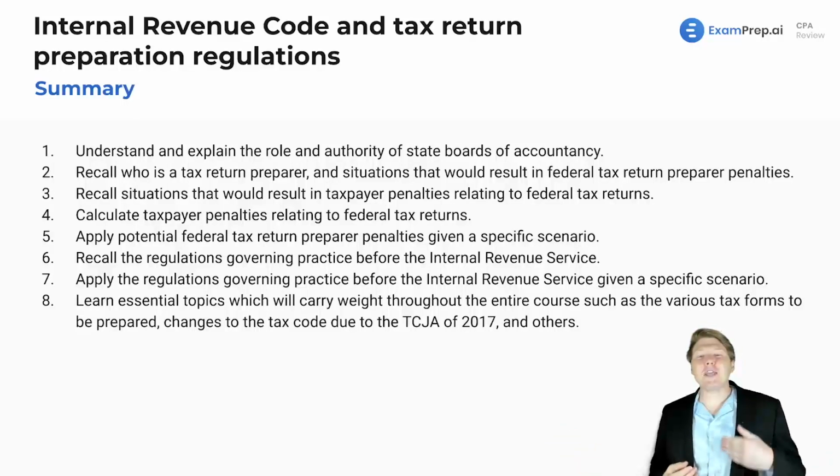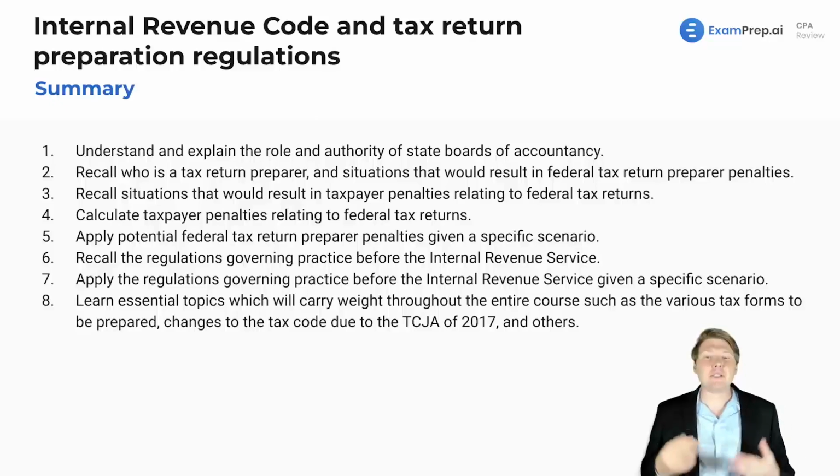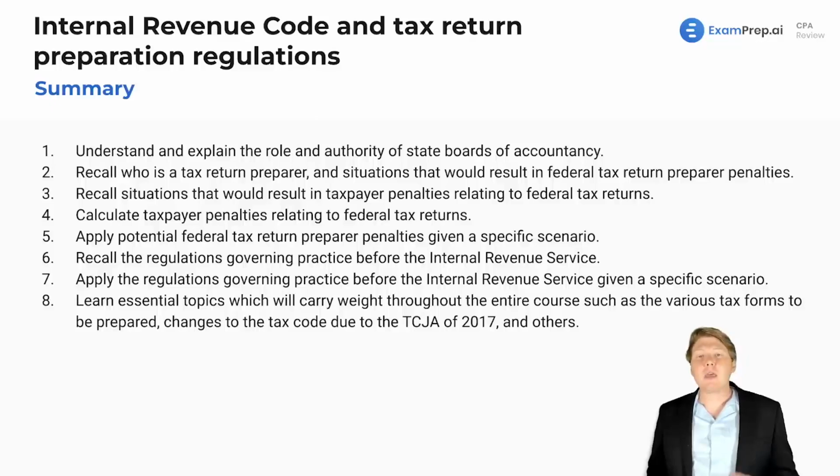We also want to be able to calculate taxpayer penalties relating to federal returns, right? Make sure you understand the situations as well as the calculations themselves. Memorize those numbers, memorize what those penalties actually are. We also want to be able to apply potential federal tax return preparer penalties in a given scenario, dealing with the regulations and governing and going before the IRS. That's going to be something we want to see. Be familiar with those situations and scenarios.